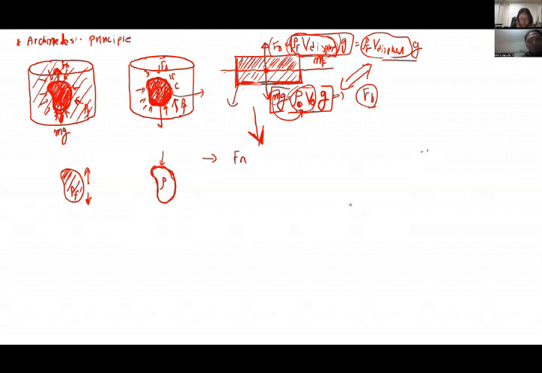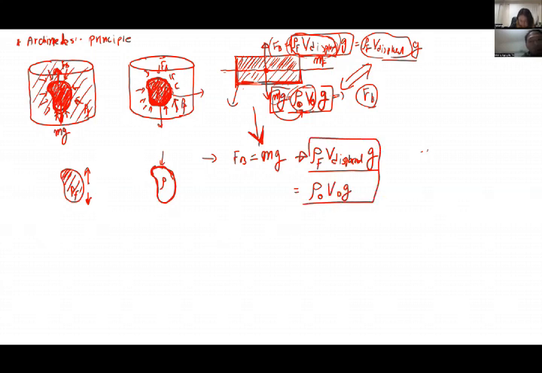So FB, the buoyant force, equals mg, so that's the fluid density times the displaced volume times the gravitational constant g, which is the same as rho naught V naught g. Under this condition, the object or body can float on the surface or stay in the same spot inside of the fluid.